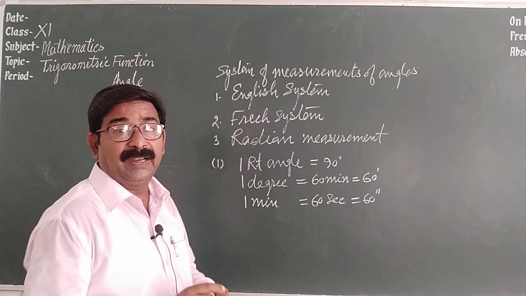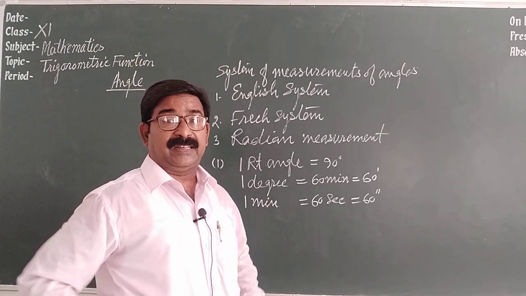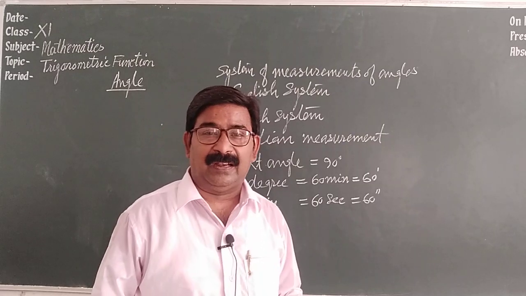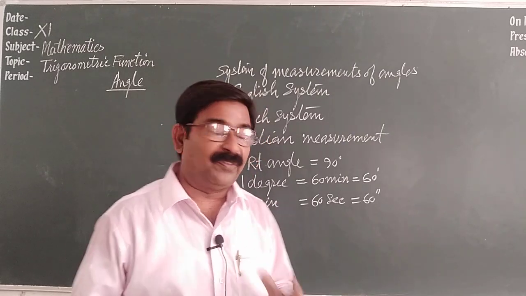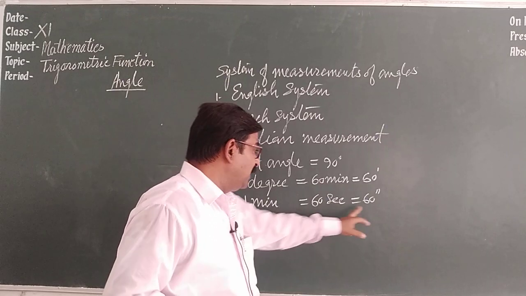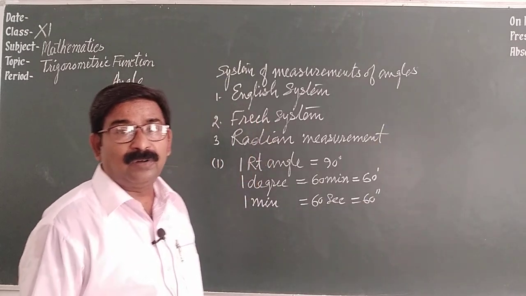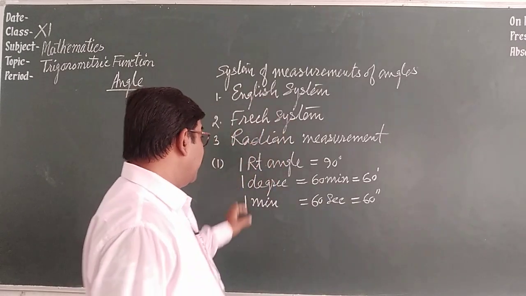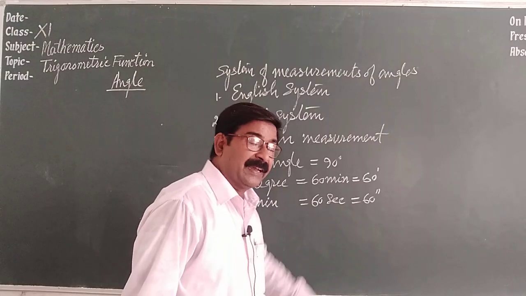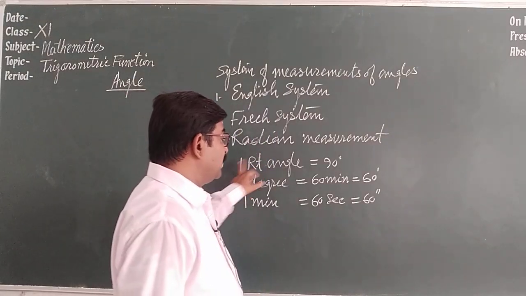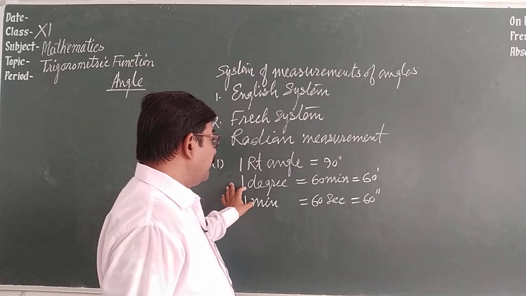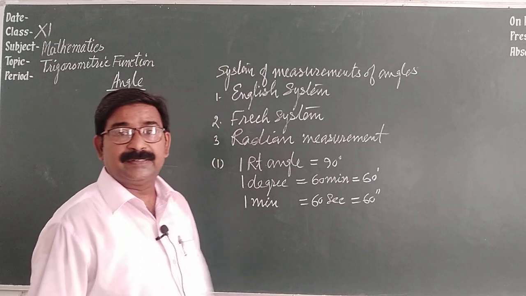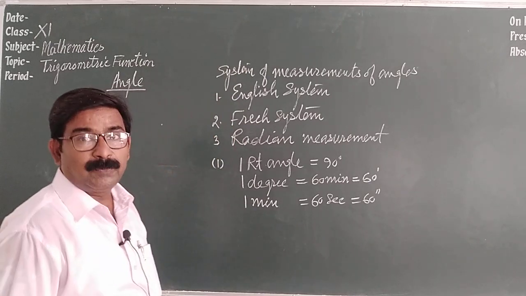We write the angle in degree, minute and second. So if you are asked what is the least count of angle, the least count of angle is second in case of English system of measurement. In English system of measurement, angle is measured up to second. Means one right angle is equal to 90 degree, 1 degree is equal to 60 minutes, 1 minute is equal to 60 seconds. This is English system of measurement.